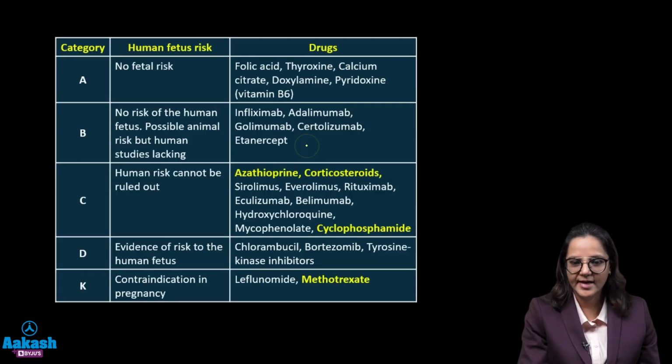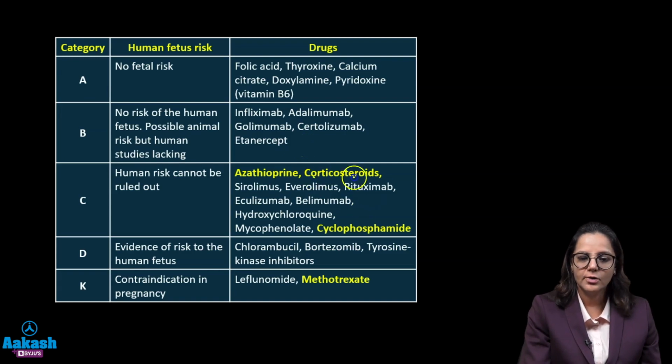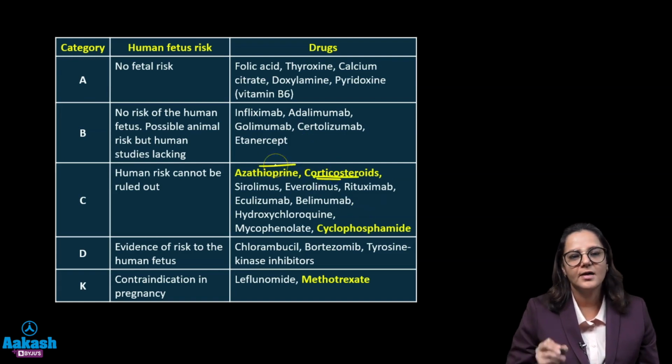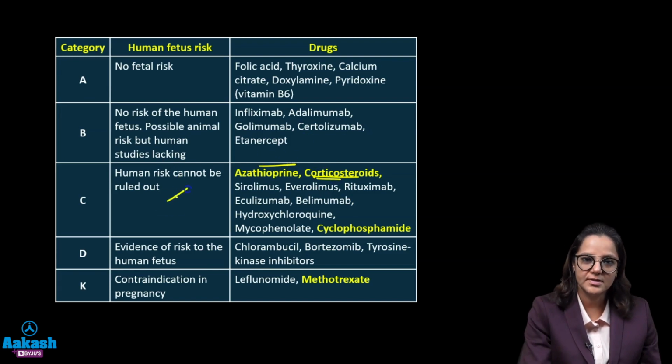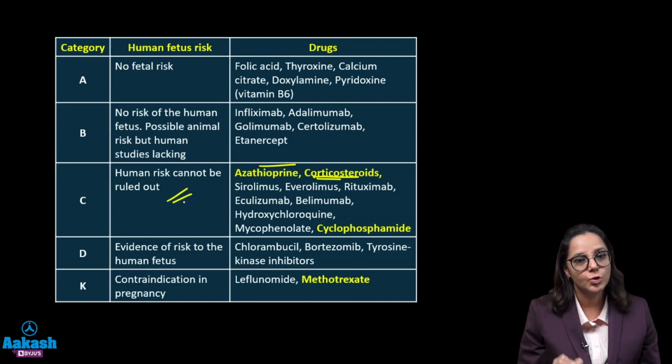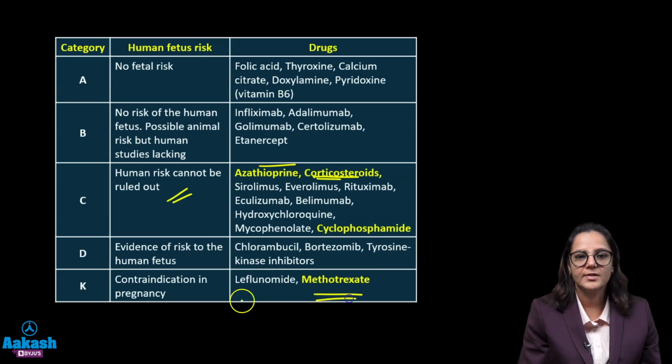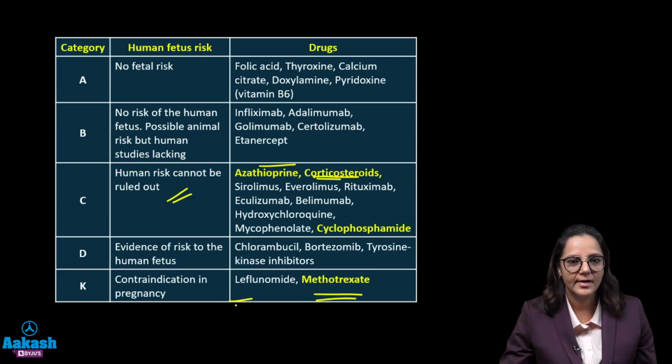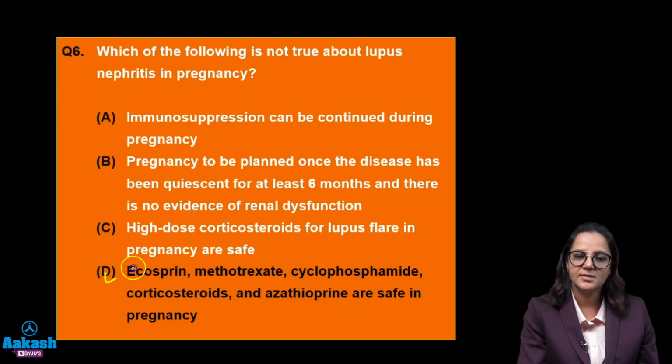So this is the FDA category of risk of drugs. Corticosteroid and azathioprine are some of the few drugs which can be given in pregnancy. However, the human risk cannot be ruled out. But what is totally contraindicated? Methotrexate and leflunomide are totally contraindicated in pregnancy. So therefore, this is our answer.